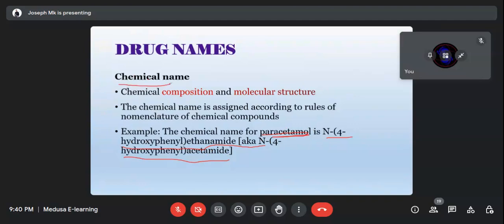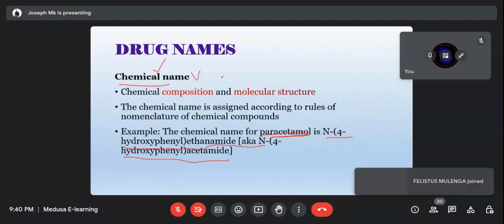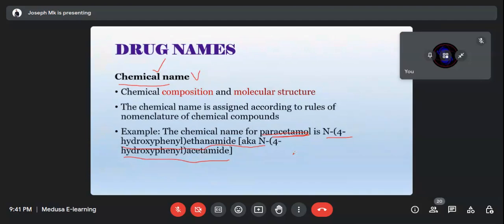So in some texts you'll find that they are saying drug names are two, which are chemical name and brand name. But in this one, we are saying we have three: chemical name, generic name, and brand name. So we are going to differentiate the two, more especially generic and the brand name.